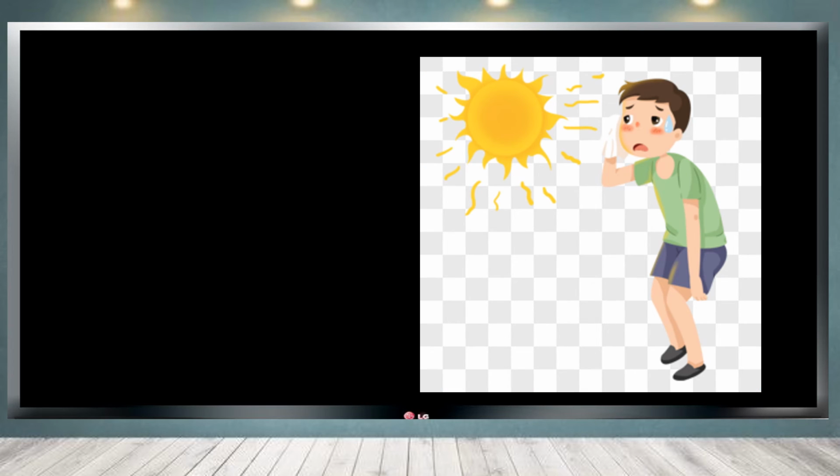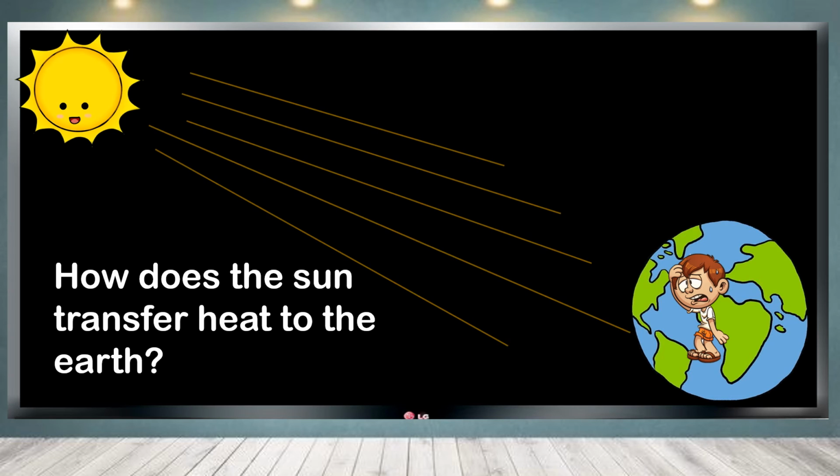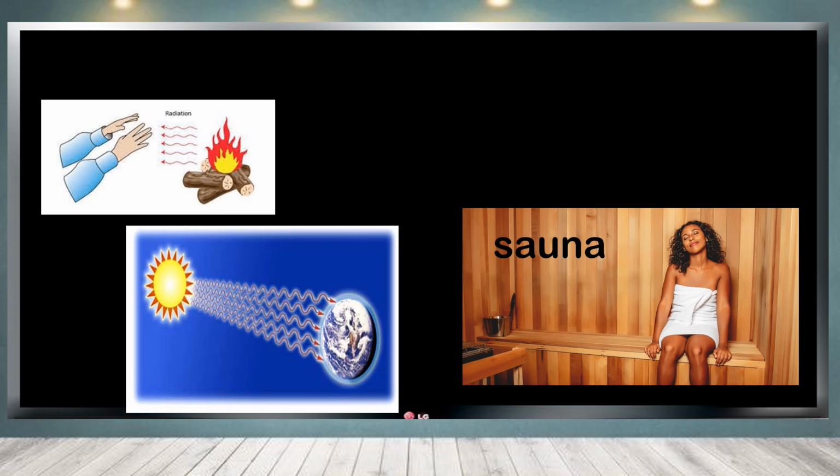How about this one? How does the sun transfer heat to the earth? As you can see, the sun is too far from the earth. It is even outside the earth. So how does the sun transfer heat to the earth? The sun's heat travels to the earth through space, just like this one. The person did not even hold the fire, but still he can feel the fire because the heat travels through space into his hands.